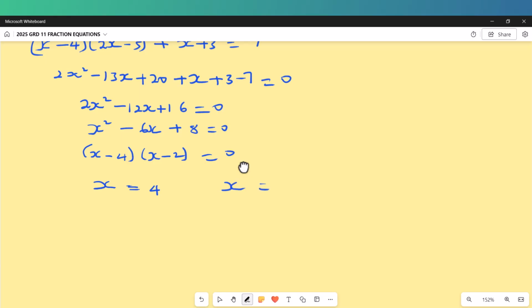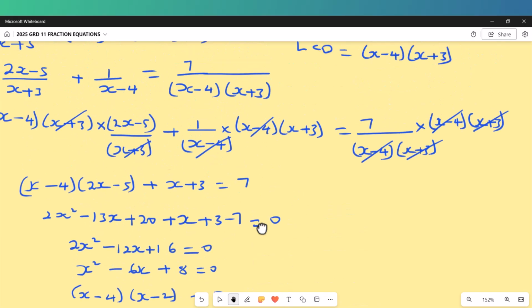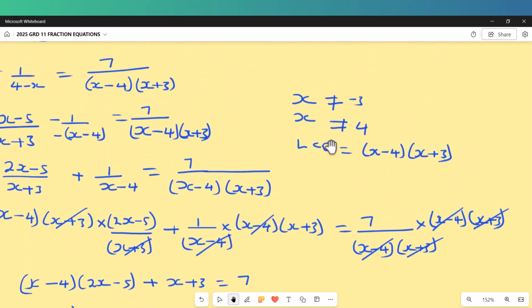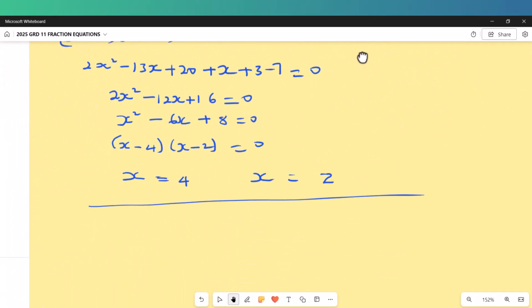But before we conclude, we must check our restrictions. Here we have 4 and 2. Let's check our restrictions here. What were they saying? They said x cannot be equal to 4 and it can't be negative 2, which means x of 4 is not allowed in here. So we say our x is not equal to 4 because it's not applicable. So the answer is what? It is x equals 2. Hope we are together. That was our first example there.